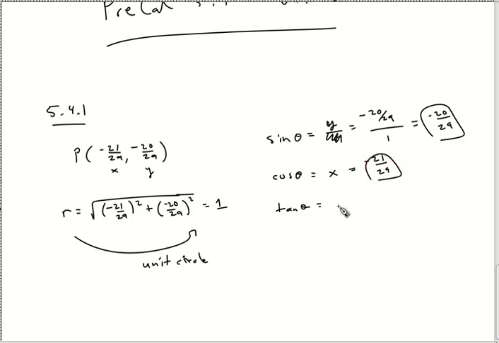And then, of course, tangent is still y over x. And so I got negative 20 over 29 divided by negative 21 over 29. The 29's cancel, the negatives cancel, 20 over 21, and it is positive. Now, they're going to ask for cosecant, secant, cotangent, all that kind of stuff. Just flip it. I'm not doing that every time. I know you can do that, okay?